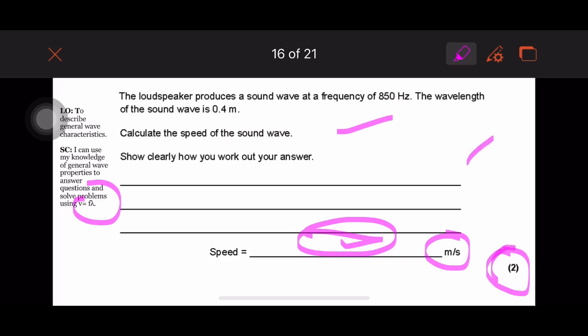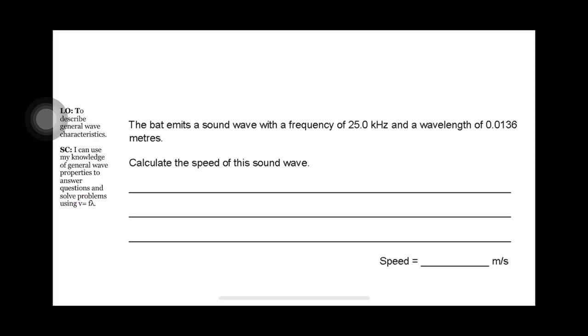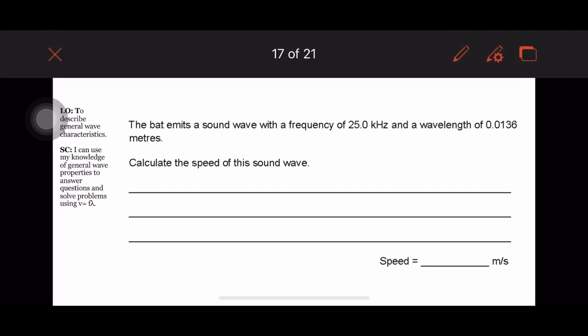Be mindful all the time of the marks. You should always look at the marks. Do you understand? Okay, moving on. Also this one, you have to calculate using v is equal to f lambda. Write the answer in your notebook. I will be checking. I'll be asking you to give me a photo of what you've solved today.